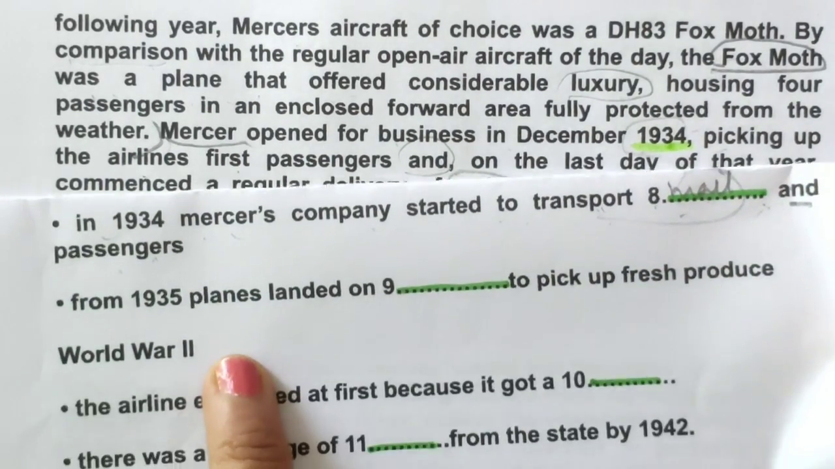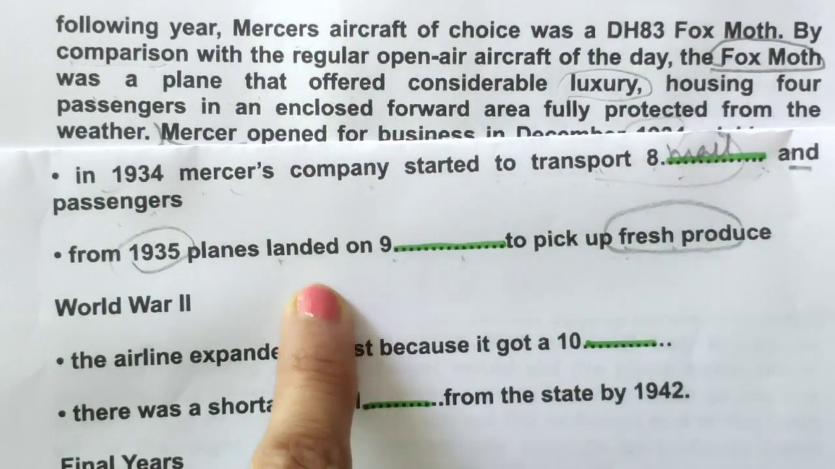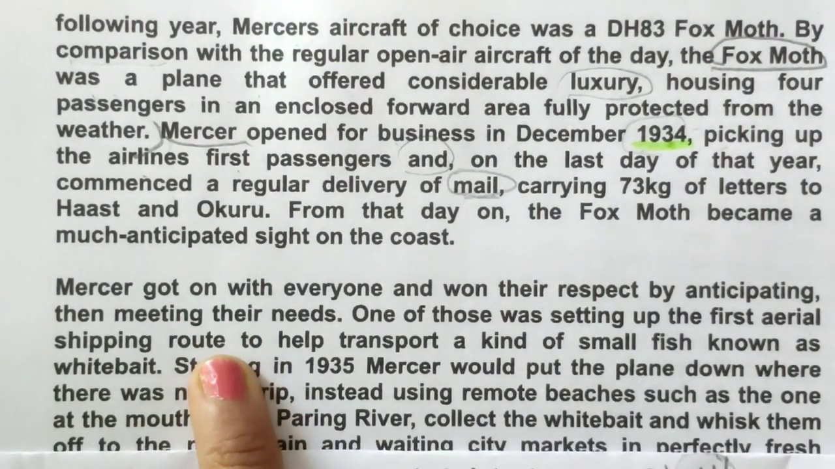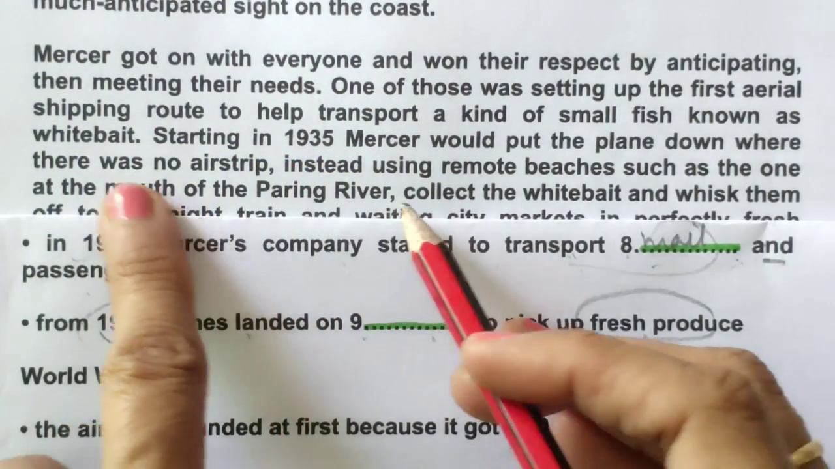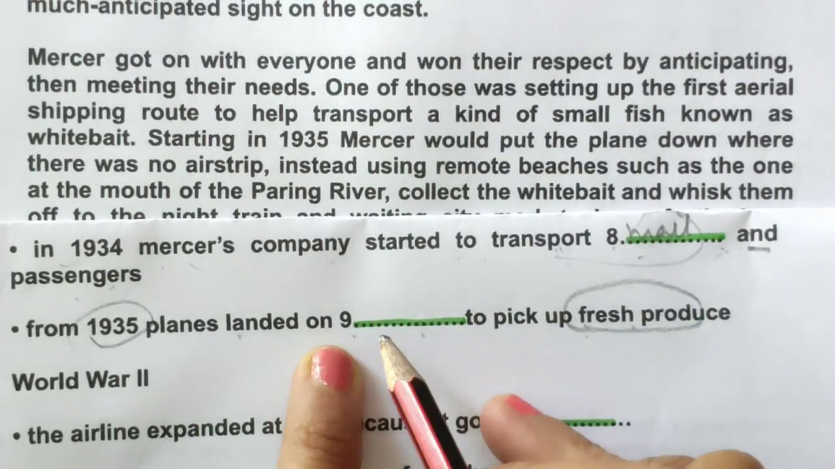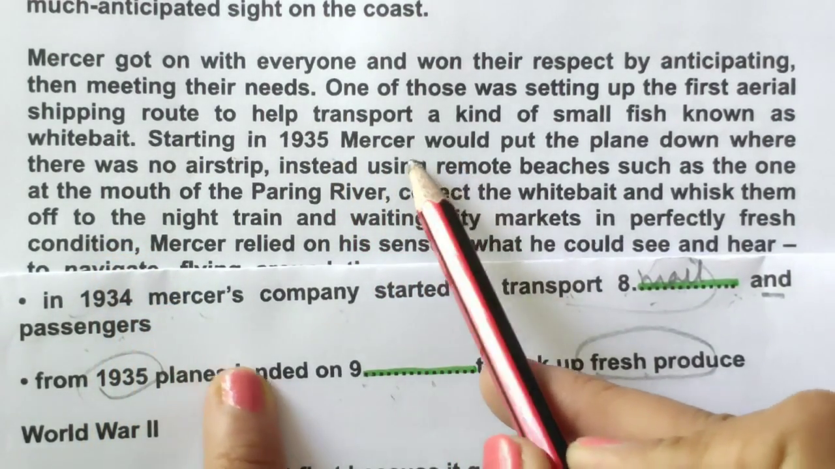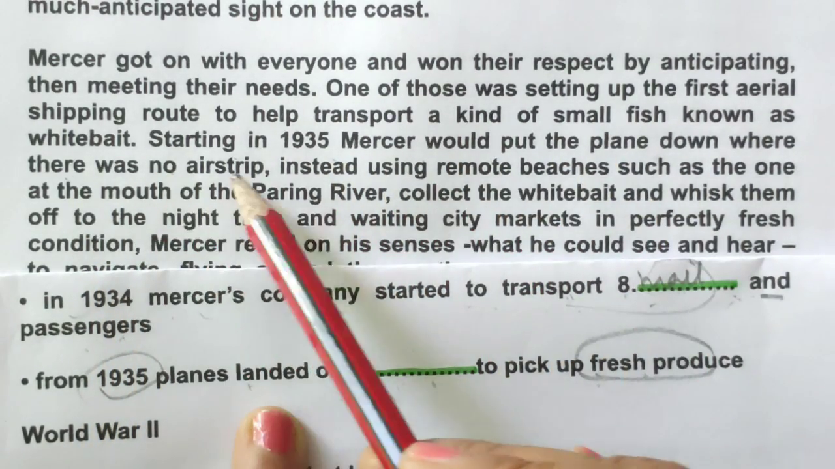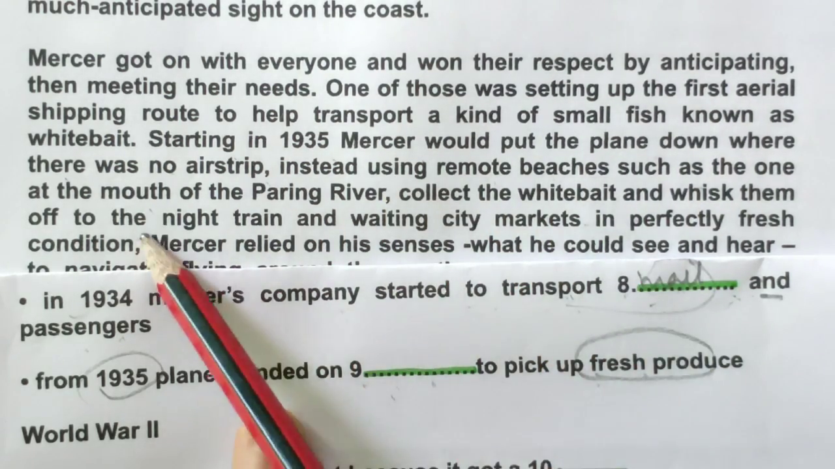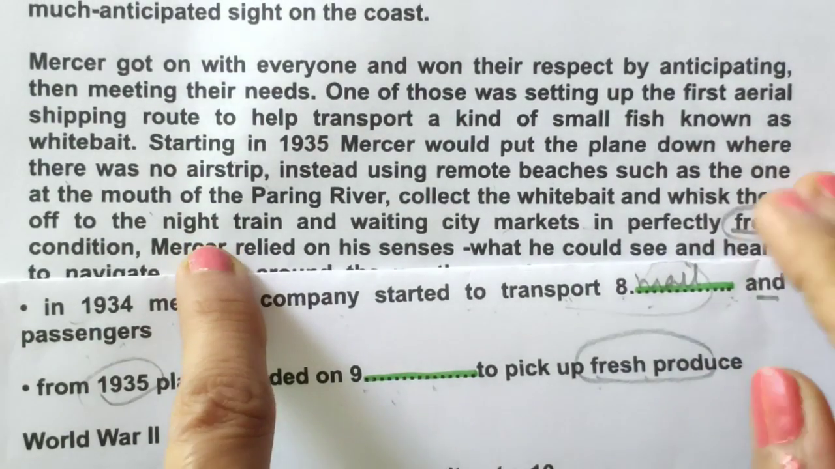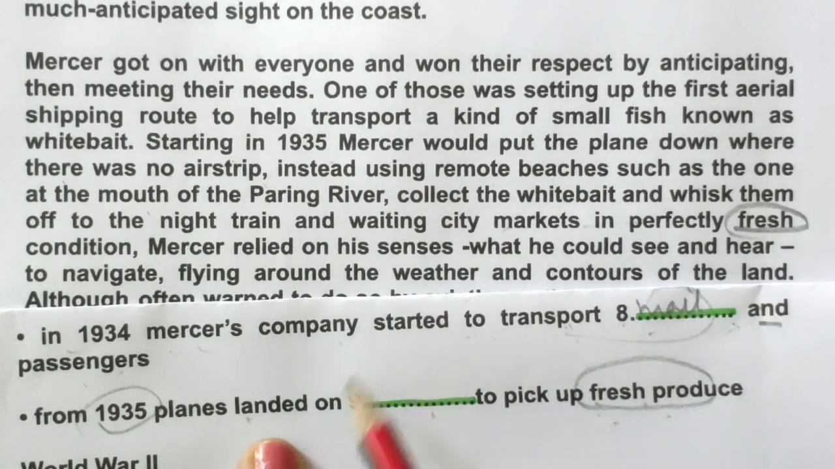Okay, now ninth number. From 1935, planes landed on blank to pick up fresh produce. Okay, 1935. In the next paragraph, let's find 1935, it is here. I can see this. Planes landed on blank, where did they land? Starting in 1935, Mercer would not put the plane down where there was no airstrip. Instead, using remote beaches such as this, city market, fresh conditions, fresh produce. Okay, so let's read the full story.